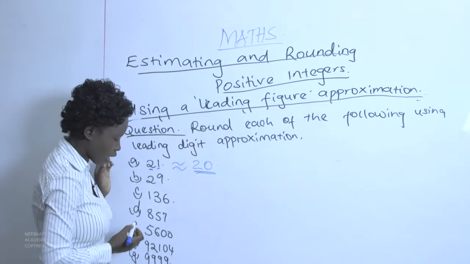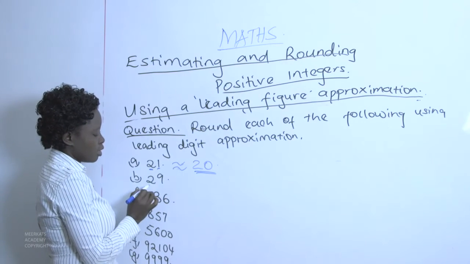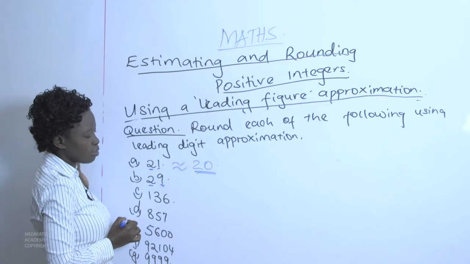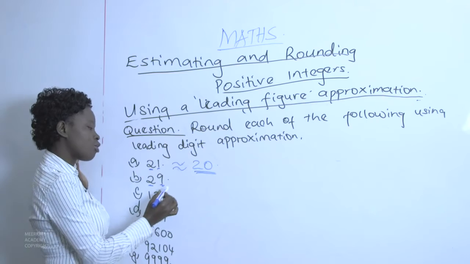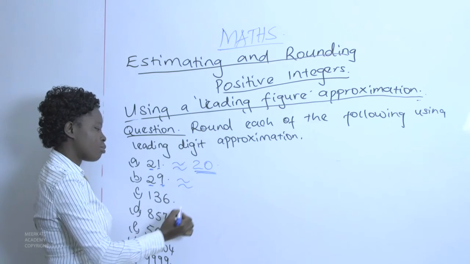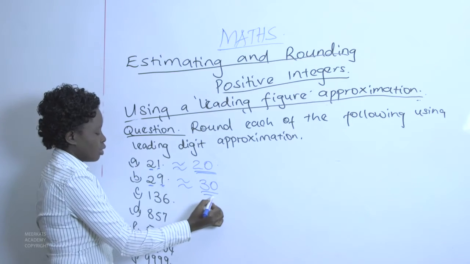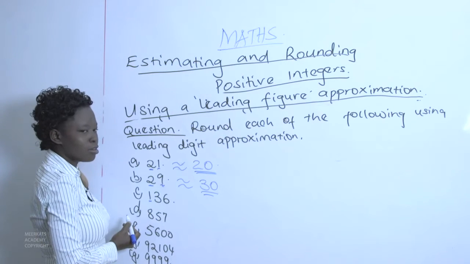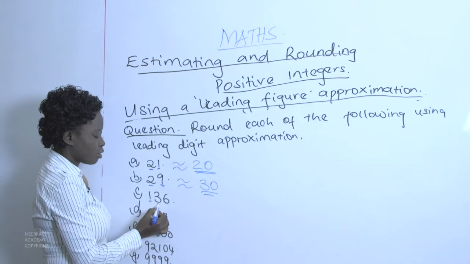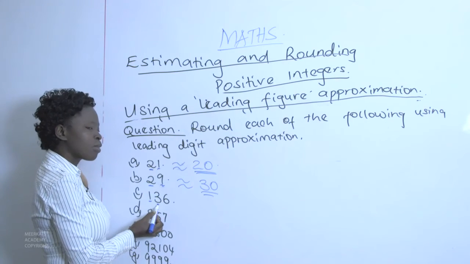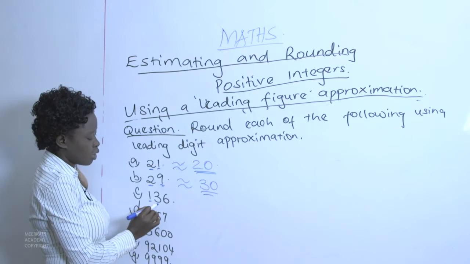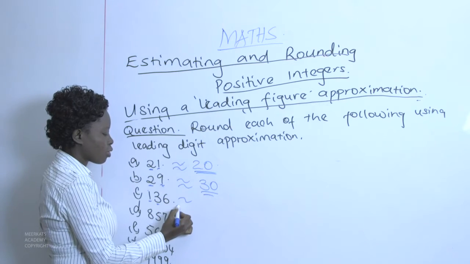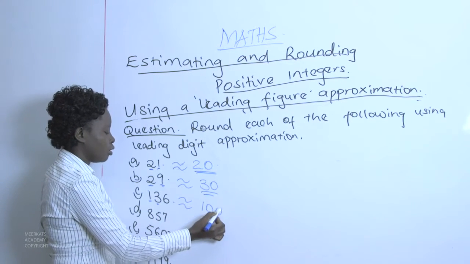Then the next number we have is 29. So in 29, 2 is our leading digit. Checking the next digit, we have 9. 9 is a digit that is more than 5. So being more than 5, we approximate it to 30. Then the next number we have is 136. Our leading digit in this case is 1. Checking the next number, we see that it is 3. So 3 is a number that is less than 5, so it rounds our number down. So this will be approximately 100.